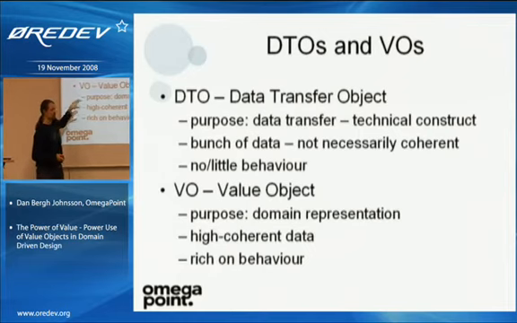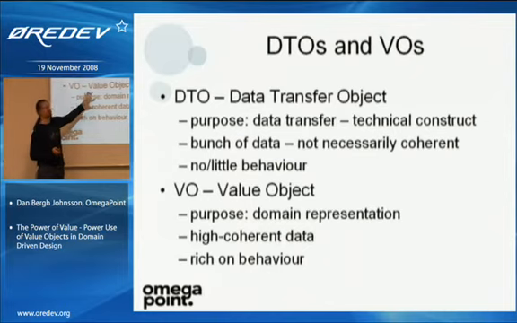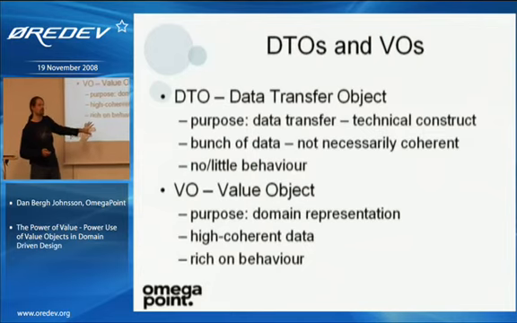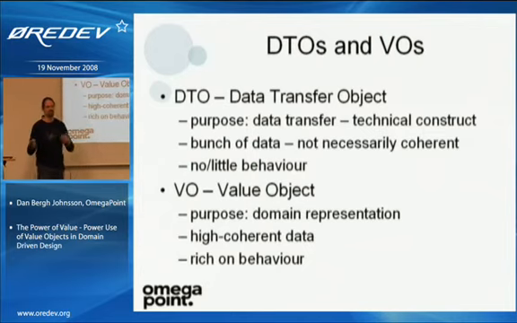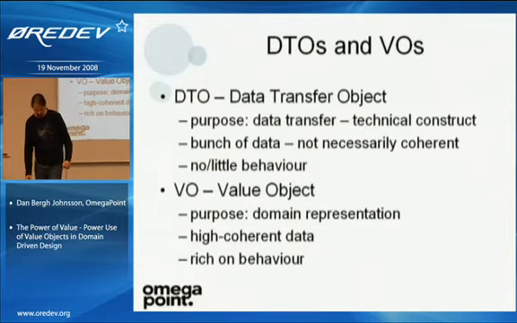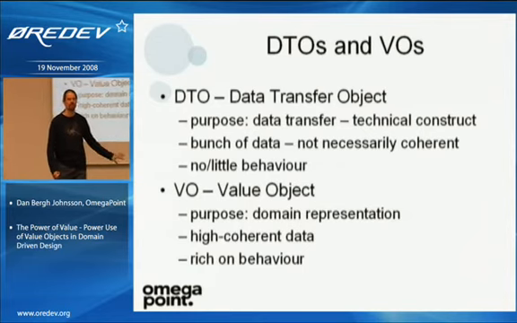When we get through that painful cycle, we get an object which has highly coherent data with a very specific domain meaning, and which will typically be rich in behavior, where DTOs are often just getters and setters. And one thing, okay, I'd like to just clear out some confusion.